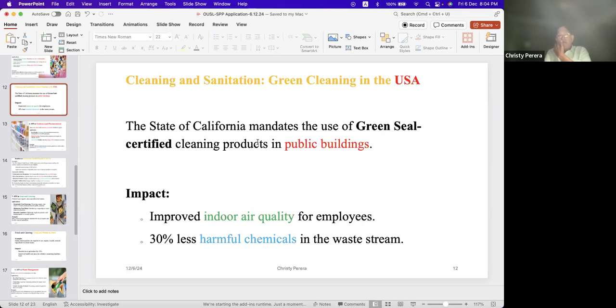So 30% less harmful chemicals in the waste stream. I think it will take another few years to come down to 80% less harmful chemicals. Research and development units are working on that. Even in the UK, they have a large research and development unit doing all this research.